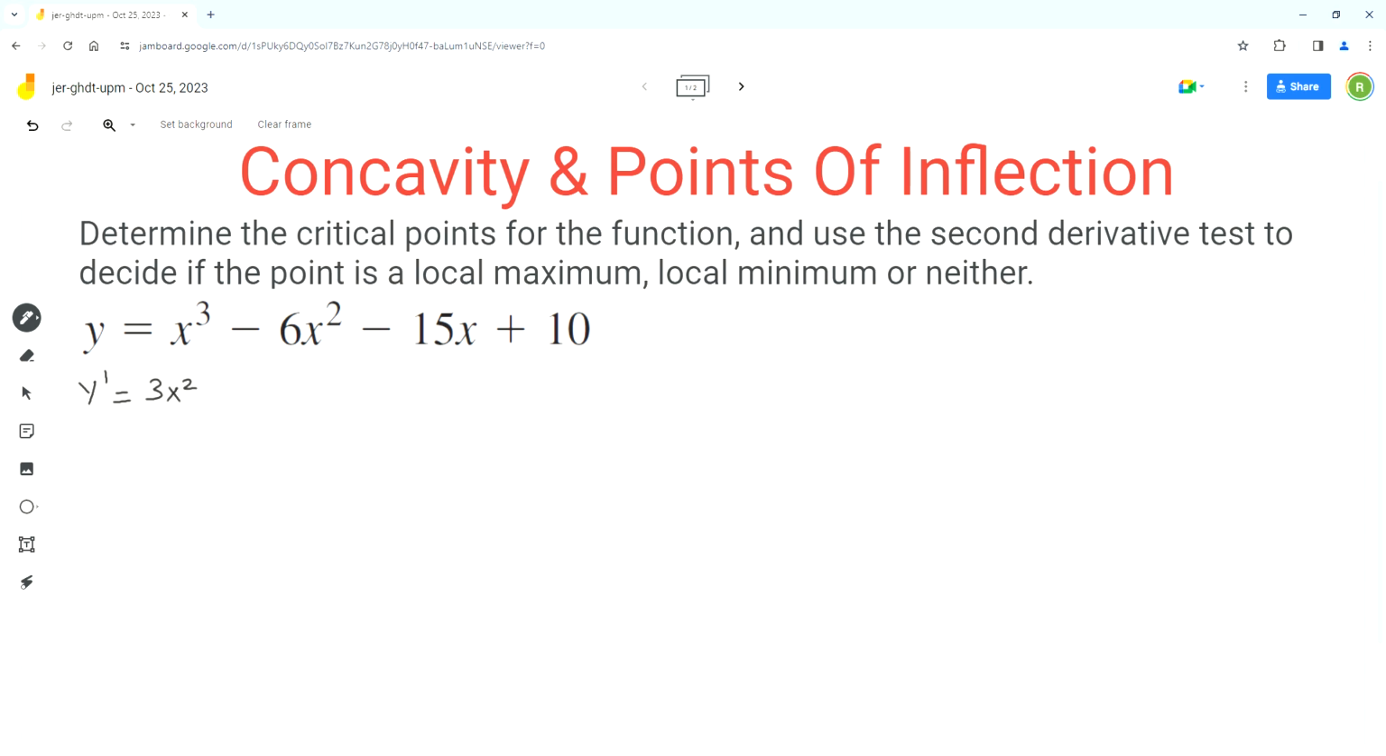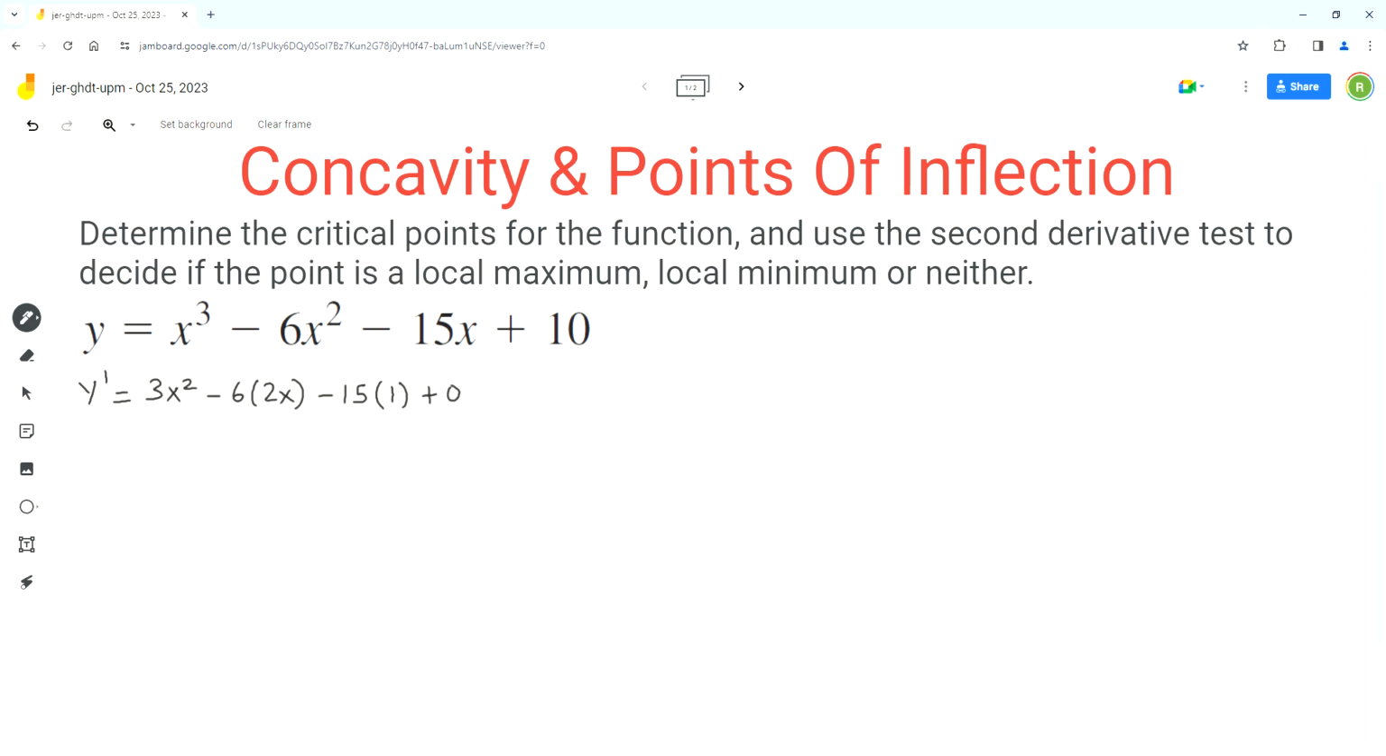Now in the second term, negative 6 is the coefficient of the term, so it stays as it is, and the derivative of x squared is 2x. Then negative 15 is the coefficient of the third term, so it stays as it is, and the derivative of x is 1. And 10 is a constant, so its derivative is equal to 0.